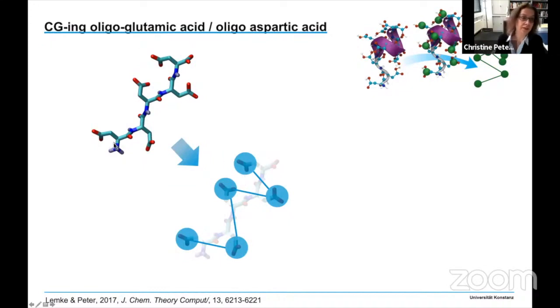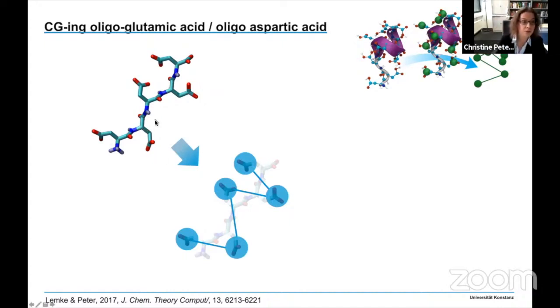So what you see here is yet another peptide, or actually a suite of peptides, which all rely on oligomers of glutamic acid or aspartic acid. This is just because of the particular model that we've been using here.